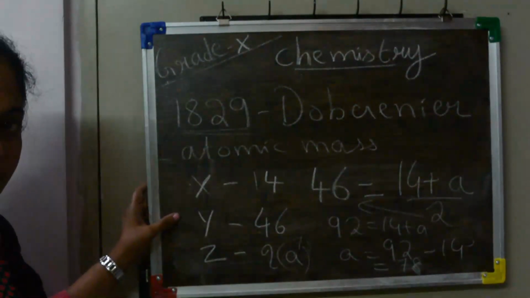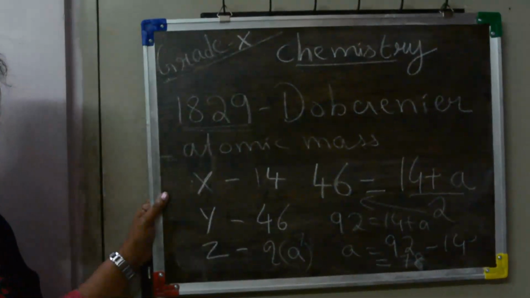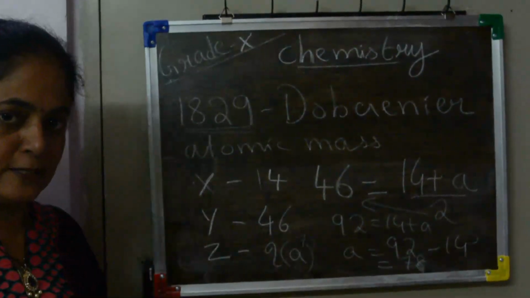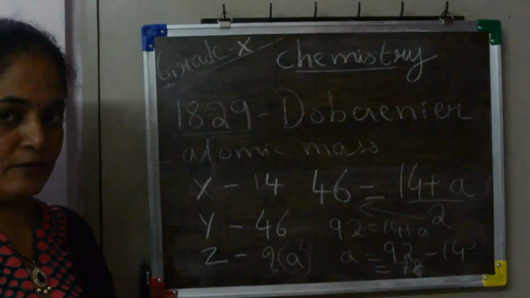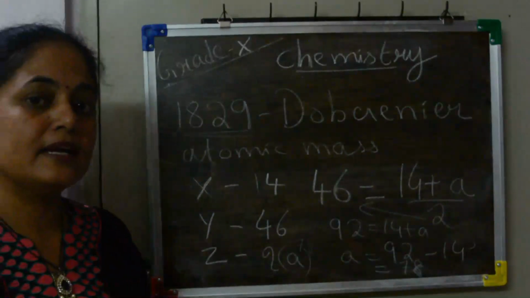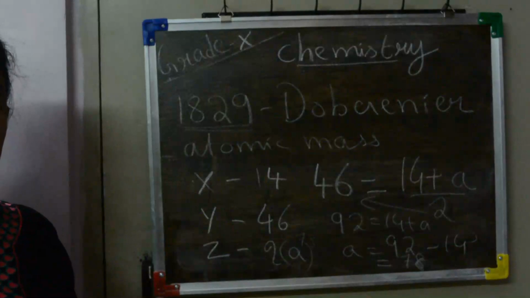Hope you understood. Okay. Now what is the limitation? What I said at that time, he couldn't arrange all the elements available in the form of triads. So it was not a completely successful attempt. And the second attempt was done by another scientist. He is an English scientist. His name is Newlands, John Newlands.